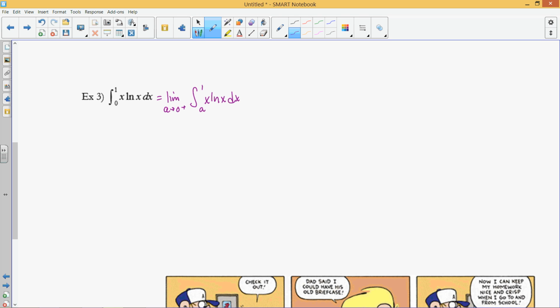So right here, we are going to say, all right, antiderivative of x ln x. I don't know, but it's a product I can't get rid of, so let's try integration by parts. So LIATE, ln x is going to be u. That leaves x dx to be dv.